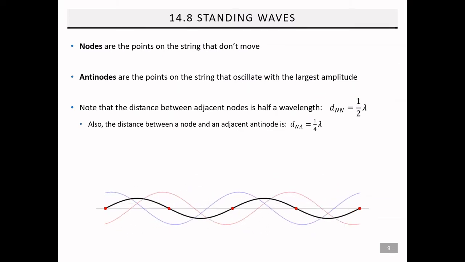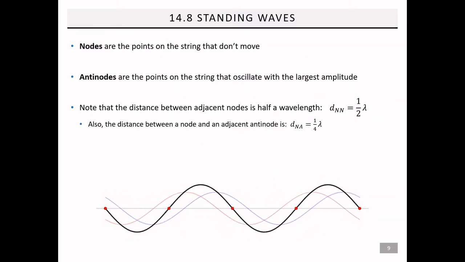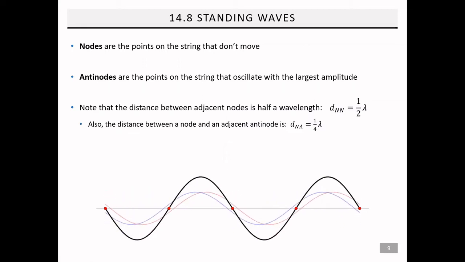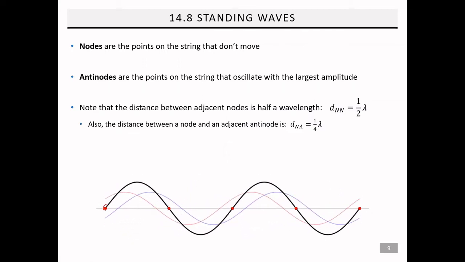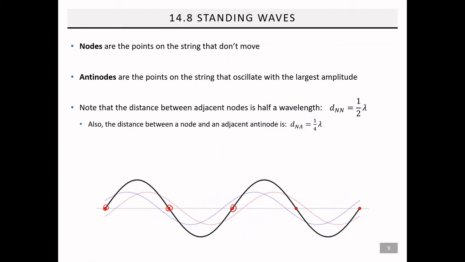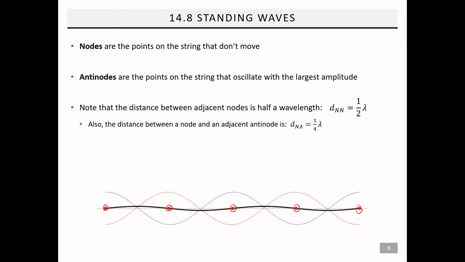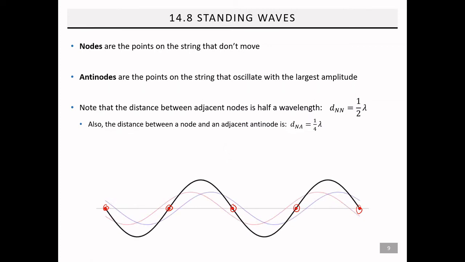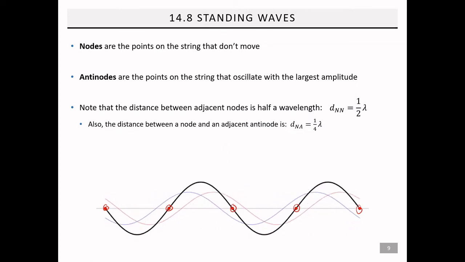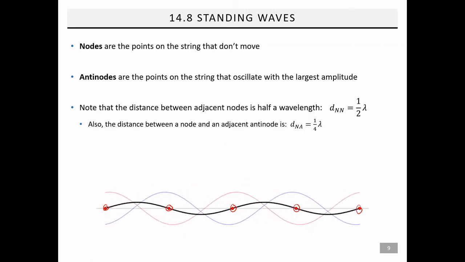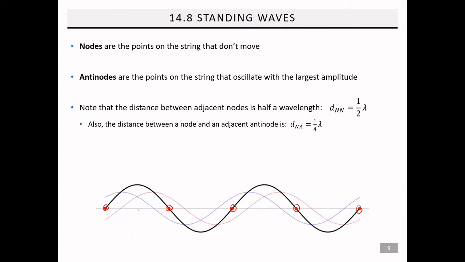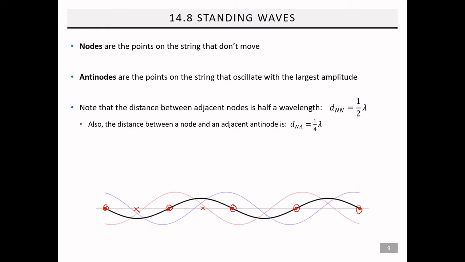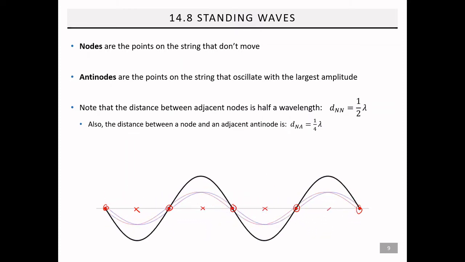Nodes, as we talked about, are points on the string that do not move, points on the standing wave that do not move. So in the GIF at the bottom, these are the red points. All the other points look like they're going up and down, but those red points very specifically do not look like they're moving up and down at all. Antinodes are the points on the string that oscillate the most. So the antinodes are in between the nodes.